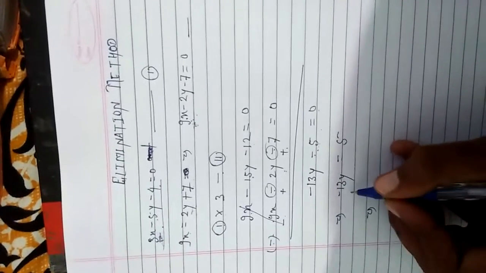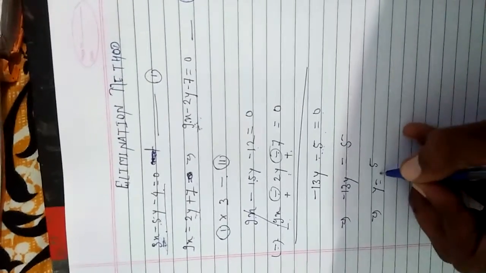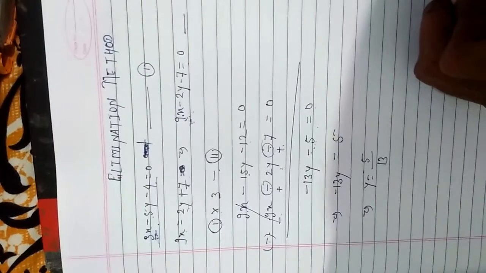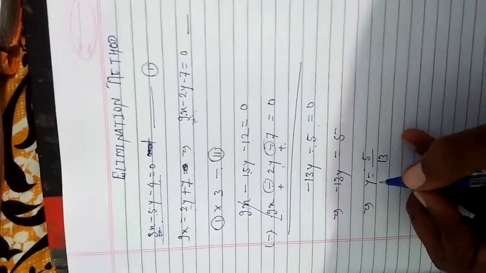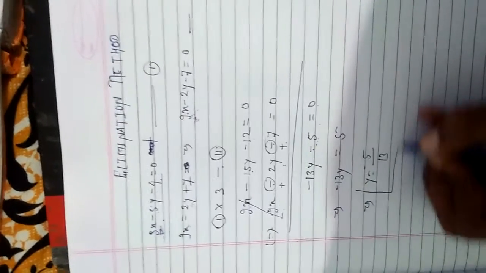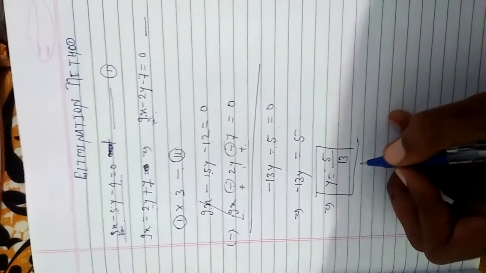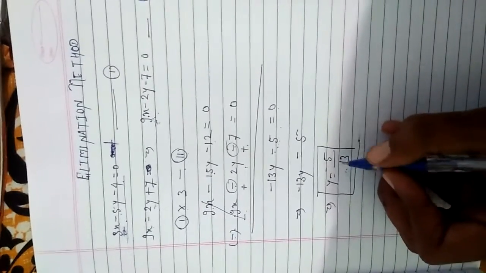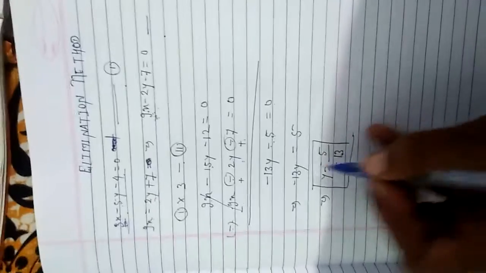Okay, so y equals what we will get, 5 by 13, sorry, minus. So this is my y equals minus 5 by 13. So we got the value of y equals minus 5 by 13. Now we are going to find the value of x. So we are putting the value of y equals minus 5 by 13 in equation 1 or equation 2. Let me put the value of y in equation 1.